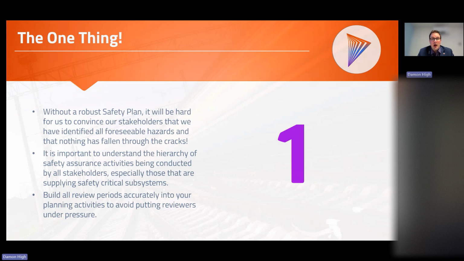We need to understand the hierarchy of the safety assurance activities. Again, from some of those diagrams, you can see it can get quite complex. So we need to be clear as to how we're bringing everything together, to make sure things aren't falling through cracks. And what I've just mentioned as well: I still see lots of programs where safety assurance isn't built into the program at all, let alone all of these types of review periods. So we need to make sure that we're getting all of that included in our safety plans as well.